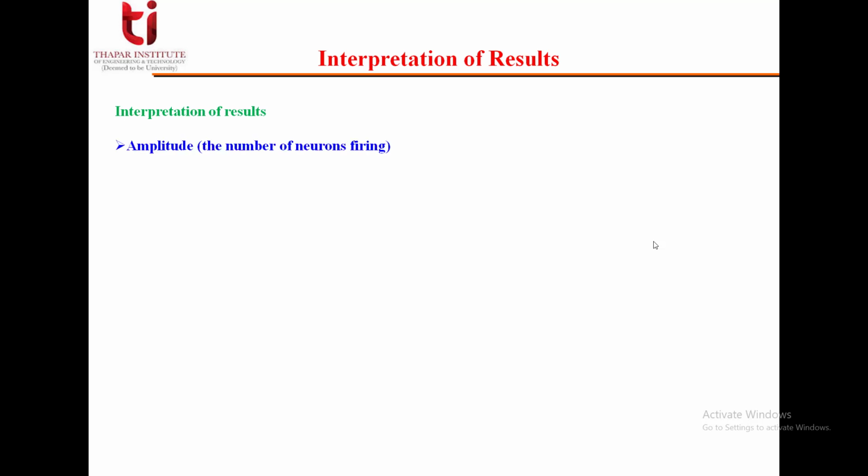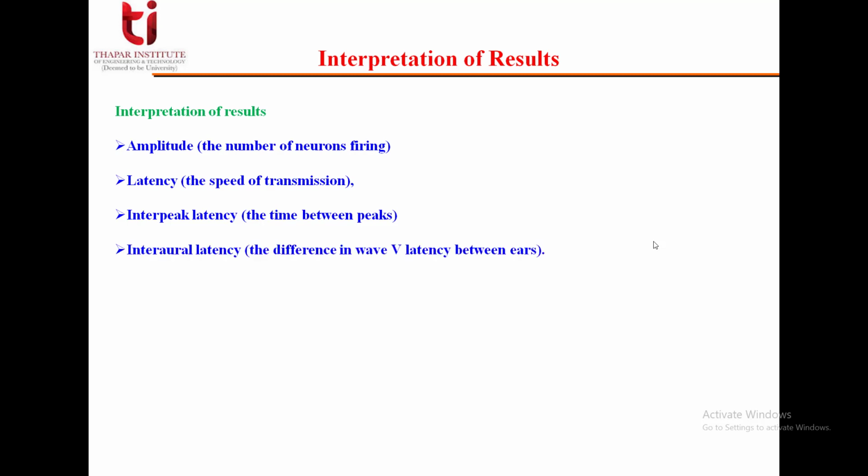Now let's discuss how we interpret the results depending upon the waveforms obtained. Amplitude will determine the number of neurons that fired. Latency will determine the speed of transmission. Inter-peak latency will determine the time between the peaks. Interaural latency will define the difference in wave 5 latency between the ears.